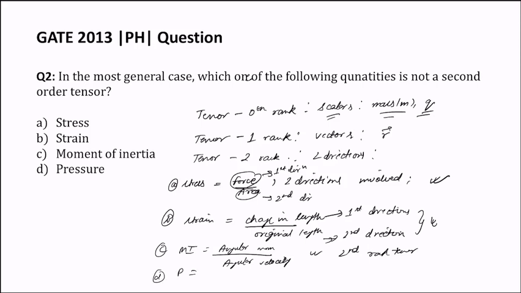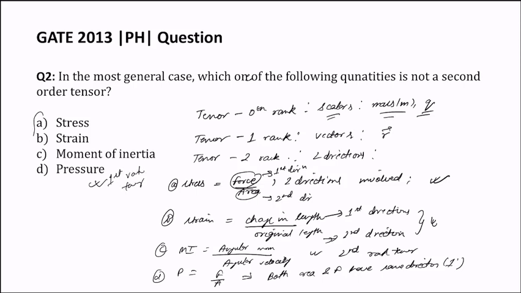D, pressure is force per unit area, but in the case of pressure, the direction of force, that is the direction in which you are applying the force, is exactly the same as the direction of the area. So both area and force have the same direction. Therefore, there is only one direction involved in this pressure quantity. Therefore, pressure is not a second rank tensor. Pressure is a first order tensor, or first rank tensor.